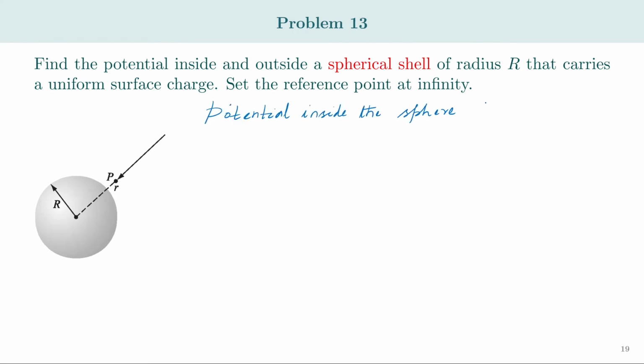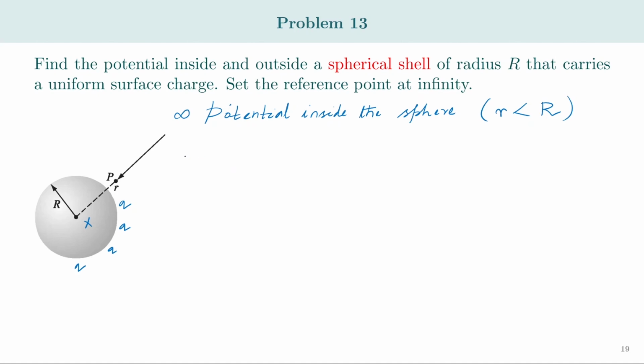For the potential inside the sphere, we have r less than R. In order to calculate the potential inside the sphere, we have to break the integral into two pieces, and evaluate the integral in each region using the field that exists there. This is because the potential inside the sphere is sensitive to what is going on at the surface of the sphere. Also, in the case of potentials, infinity is the reference point.